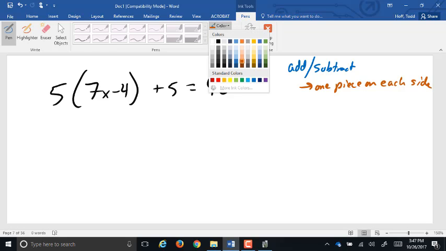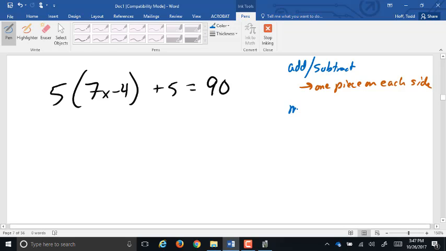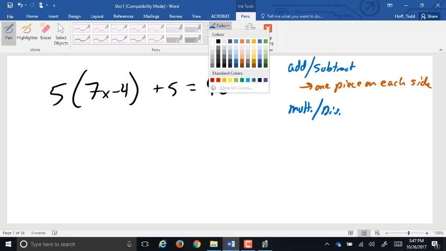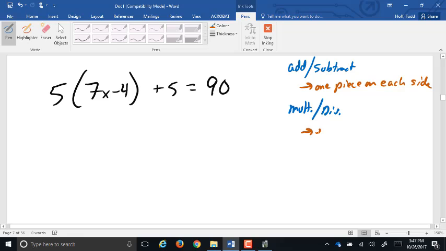When we multiply or divide, we have to do it to every piece on each side. So if I divide by 5 here, dividing this whole section by 5, I would have to divide that by 5 and that by 5, and that gets confusing. So it's easier to go ahead and do the distributing. Multiply that 5 through the parentheses.